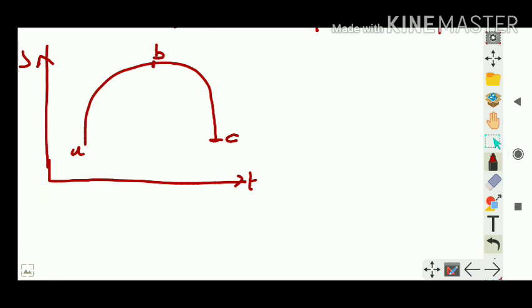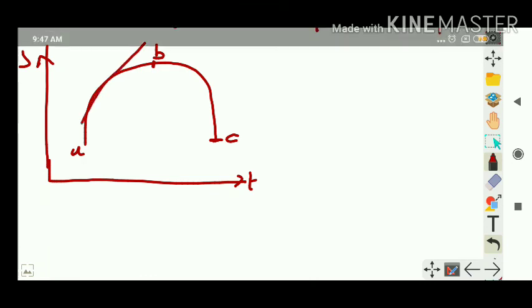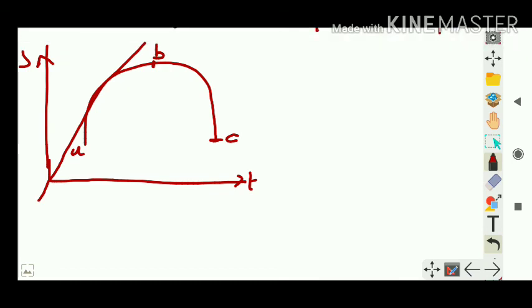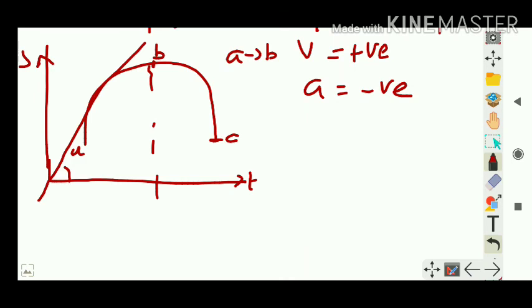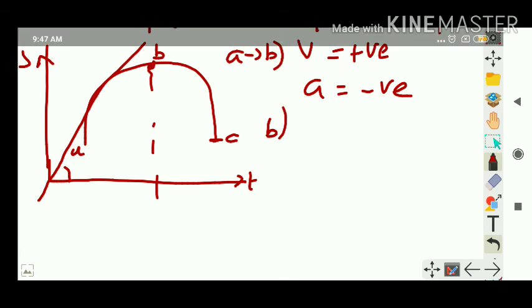Right, let's consider the first segment A and B. From A to B, see, this will be my slope, right? The angle is less than 90 degrees, right? This one. And the slope is increasing, right? So the velocity from A to B is what? Positive. Simple. And in that part, that is from A to B, the concave is downward, right? So the acceleration will be negative. Clear?